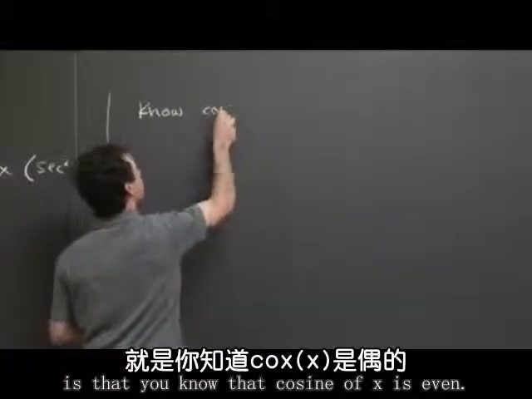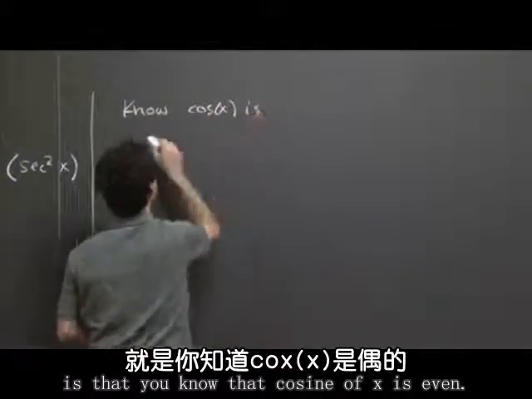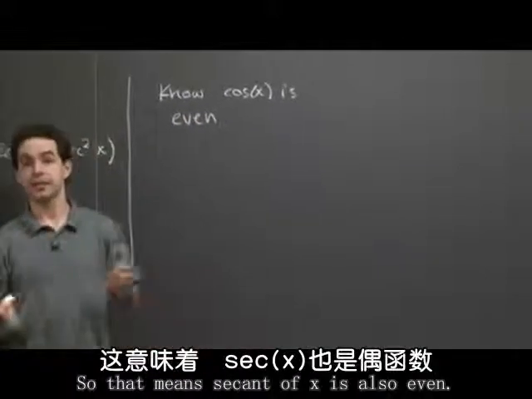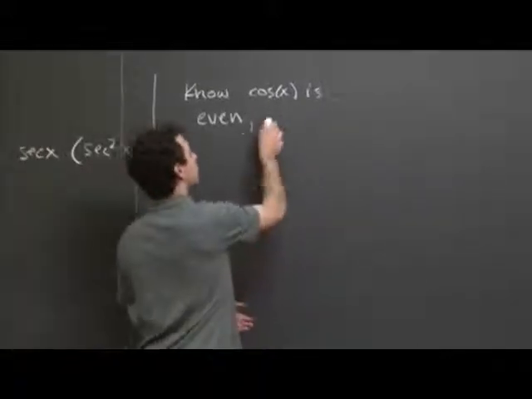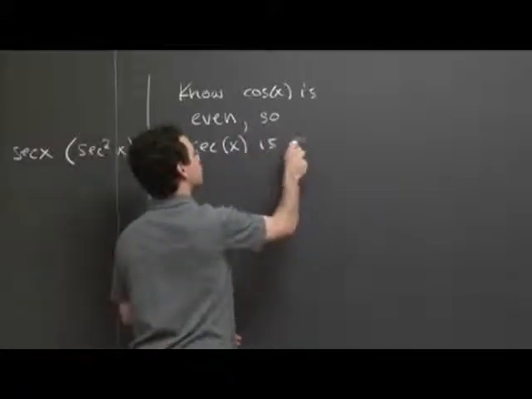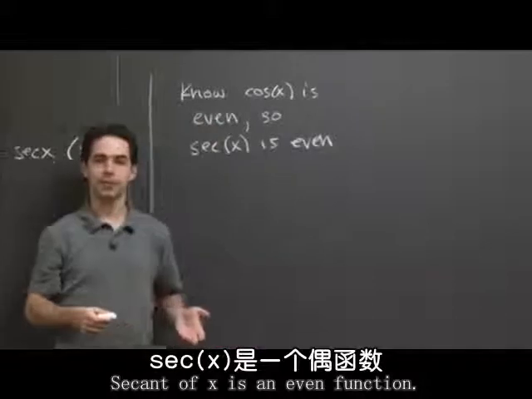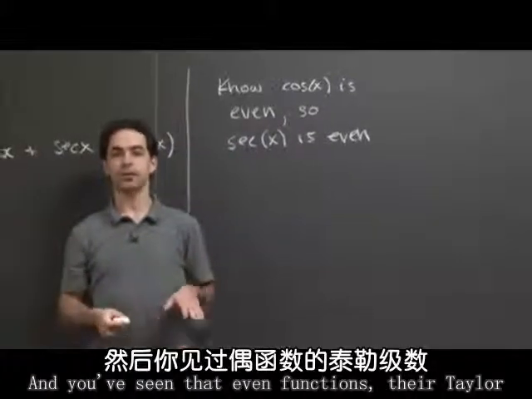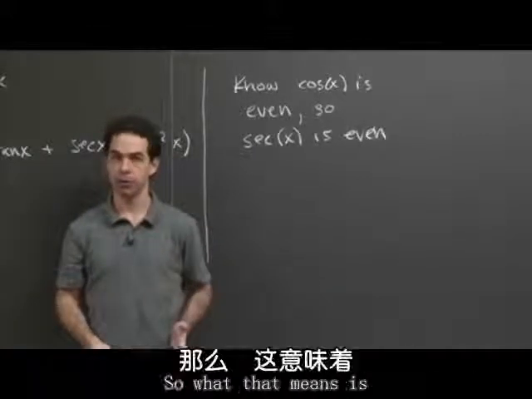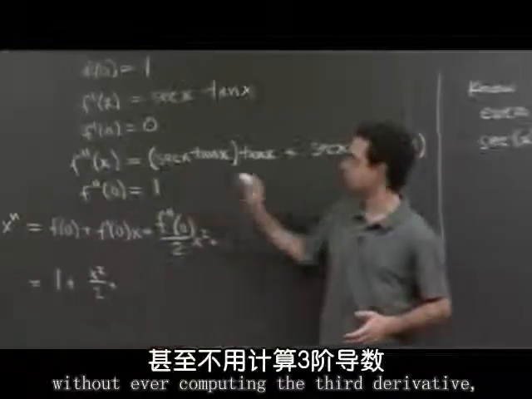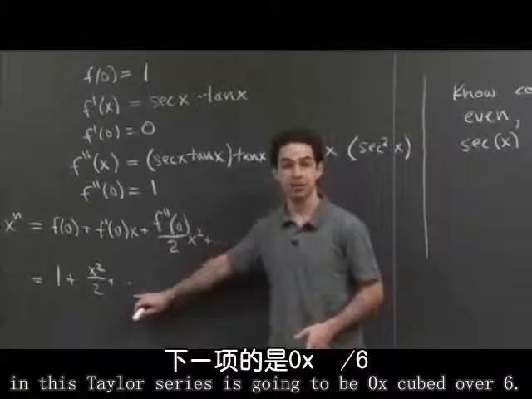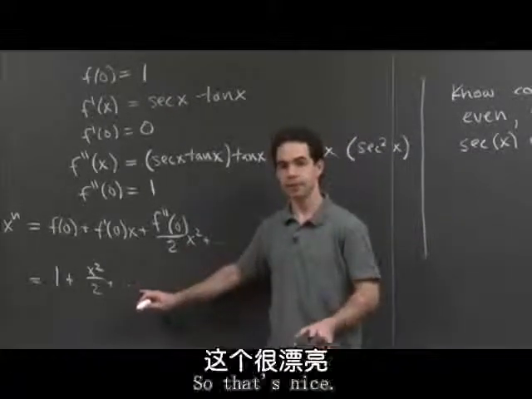that cosine of x is even. It's an even function. Cosine of minus x is equal to cosine of x. So that means secant of x is also even. Secant of x is an even function. And you've seen that even functions, their Taylor series, all the odd powers have coefficient 0. So what that means is without ever computing the third derivative, we can know already that the next term in this Taylor series is going to be 0x cubed over 6. Okay, so that's nice.